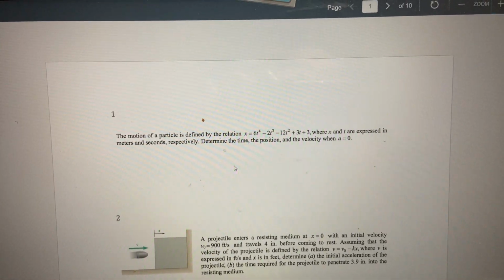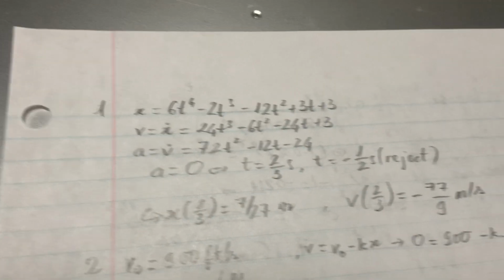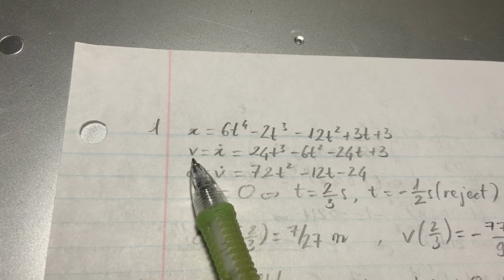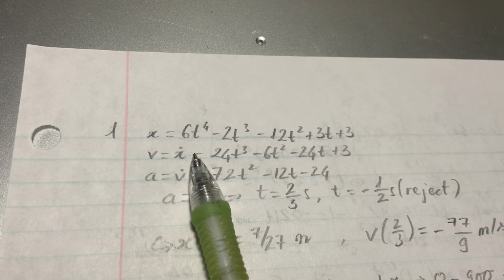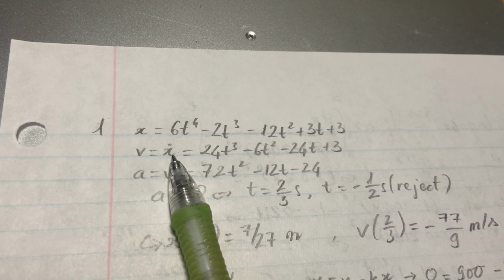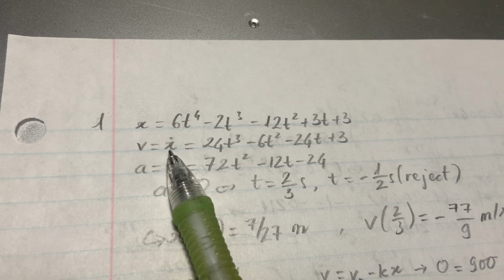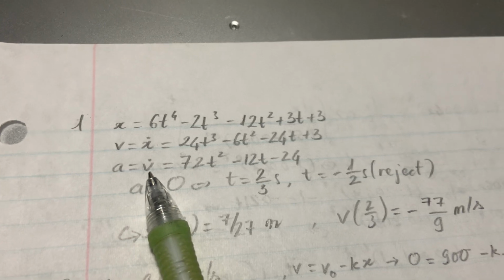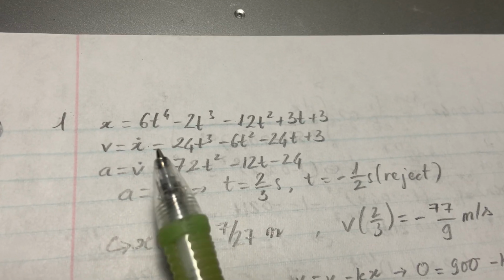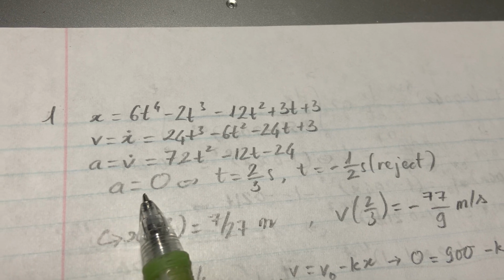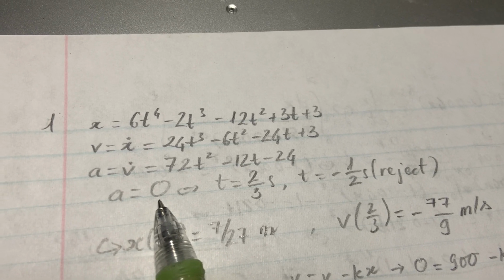For the first problem, this one is pretty easy. We just have to differentiate the s equation, because velocity is the first derivative of s and acceleration is the second derivative of s, meaning the first derivative of the velocity. Now we have to solve for the acceleration equal to 0.